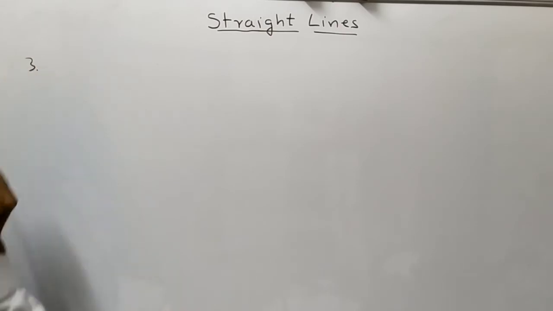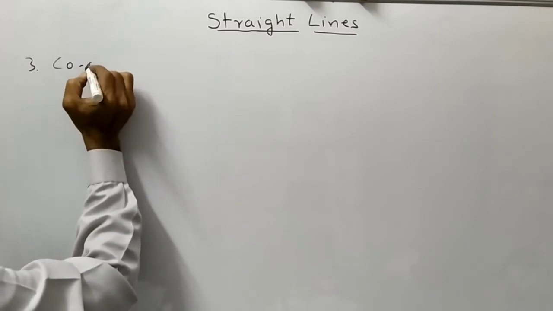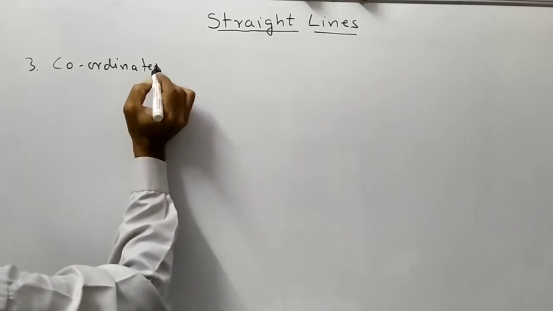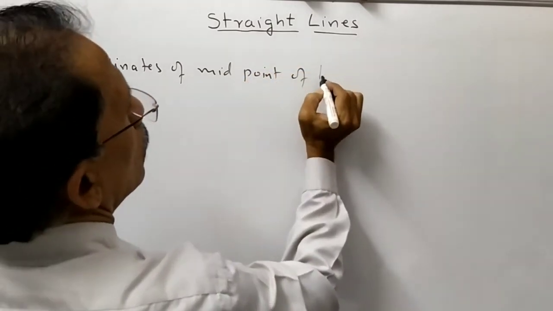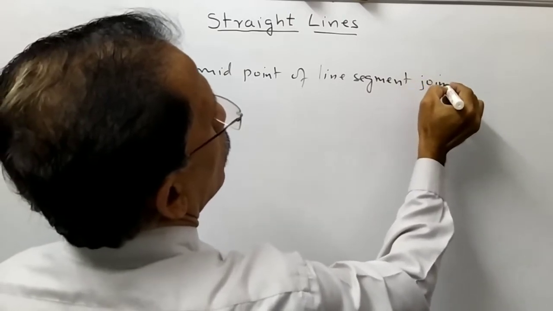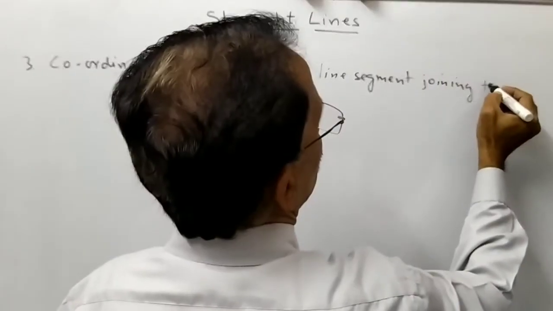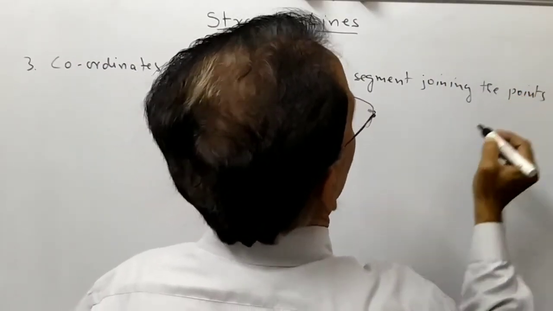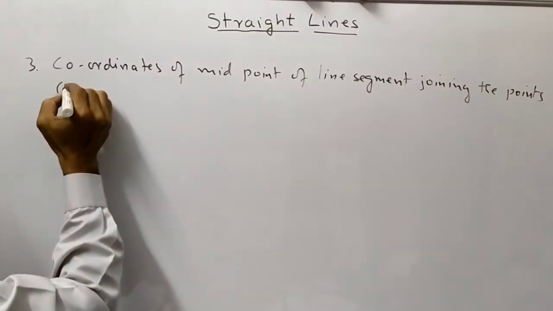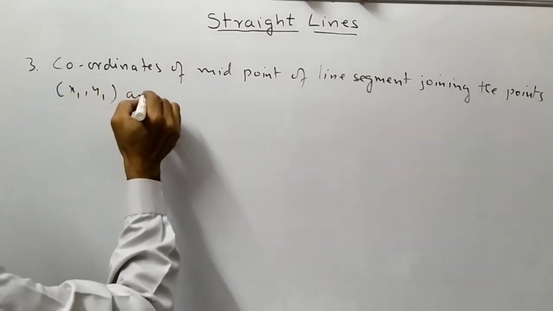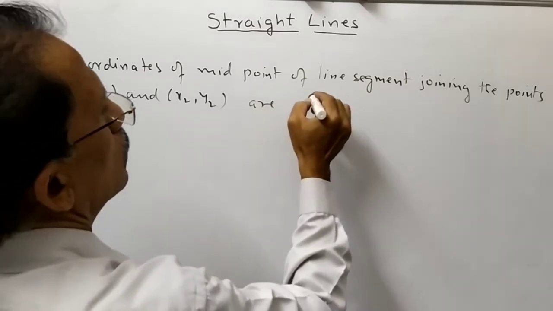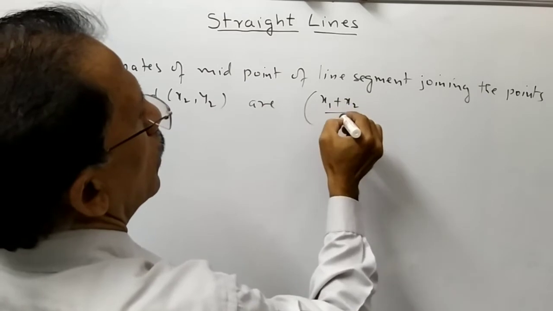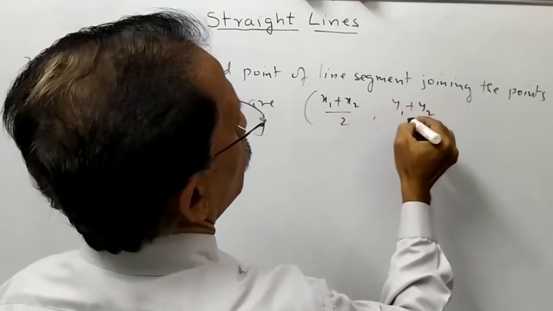Third one, coordinates of midpoint of line segment joining the points with coordinates x1, y1 and x2, y2 are x1 plus x2 divided by 2, comma, y1 plus y2 divided by 2.